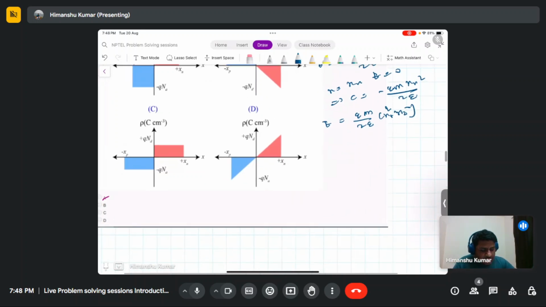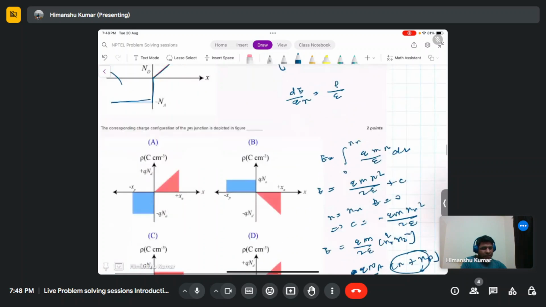Similarly, for the other case you will get the profile as minus q times N_A by epsilon times (x plus x_p). Because x_p is negative, for x between 0 and minus x_p, this whole term will be negative, and this field profile will be negative. And it will vary uniformly.